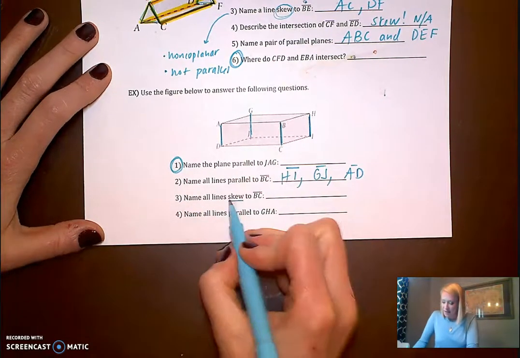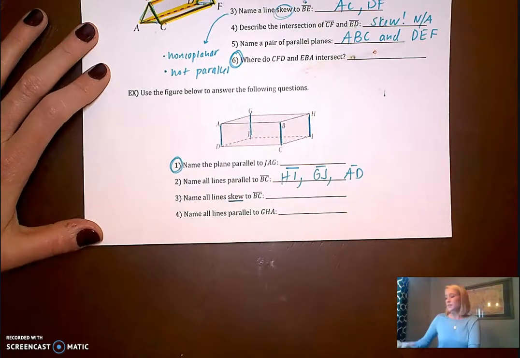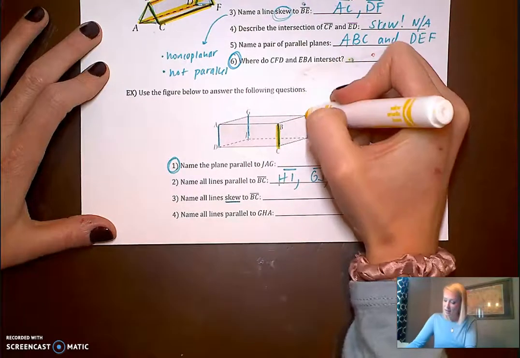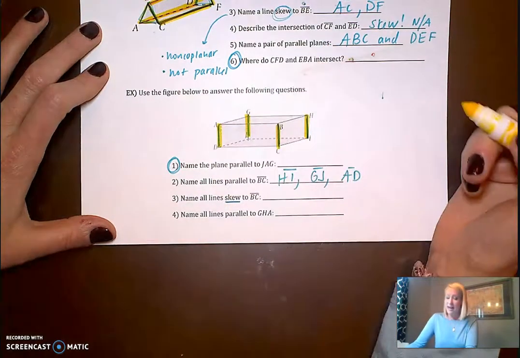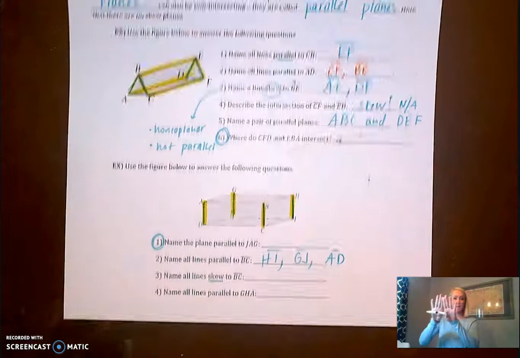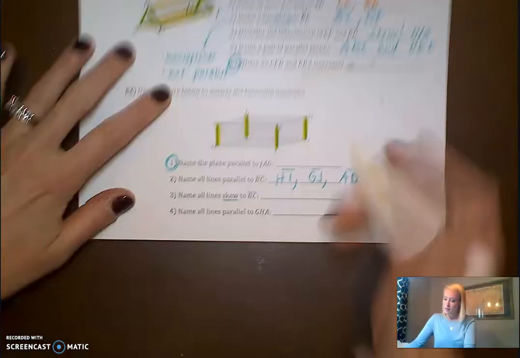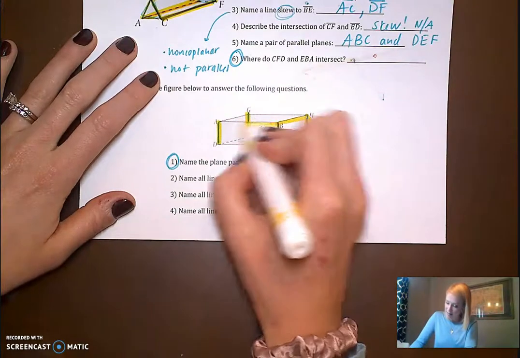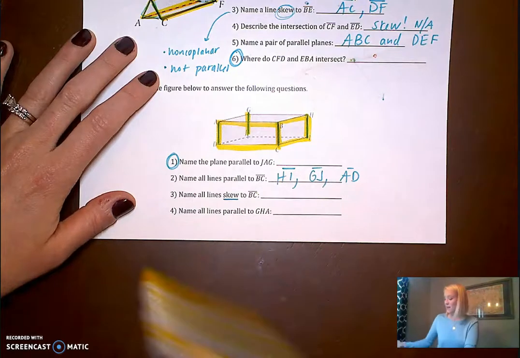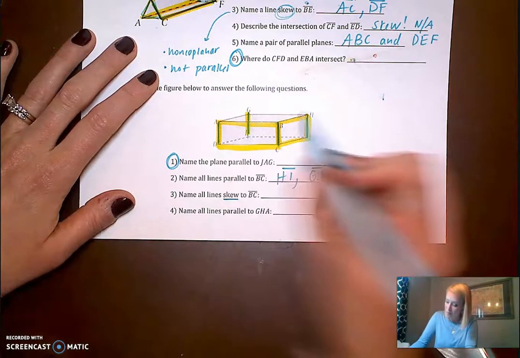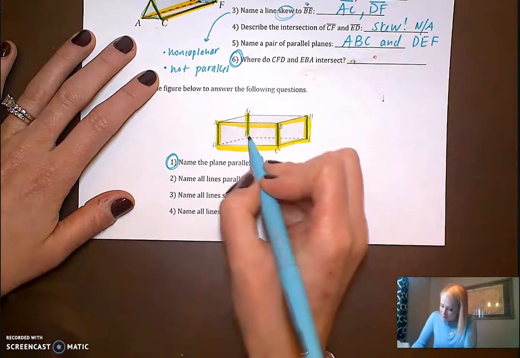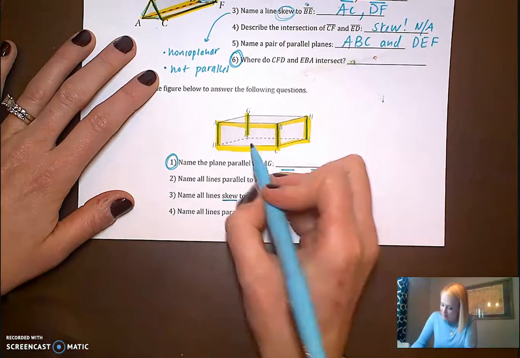All right, here comes skew again. So name all the lines that are skew to BC. So again, I do process of elimination. I highlight the ones that are parallel, and I highlight the ones that are on the same plane. So what 2 sides of the box meet at BC? That's kind of what I think. Well, it's the right side and the front here. Those guys meet at BC. So anything I did not highlight would be considered skew. So GH, GA, JD, and JI.